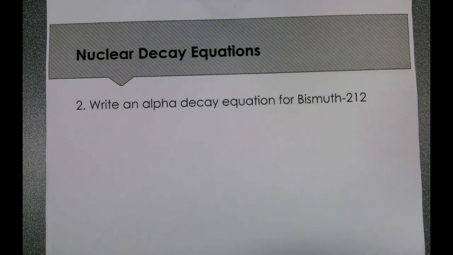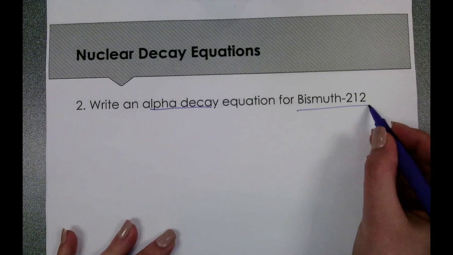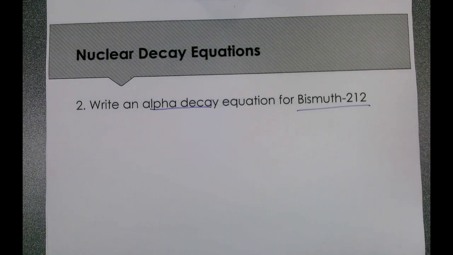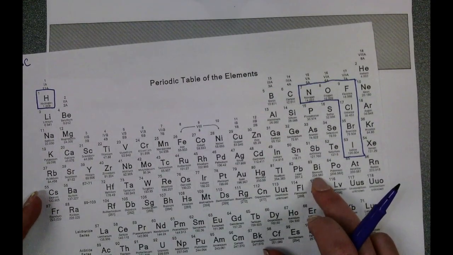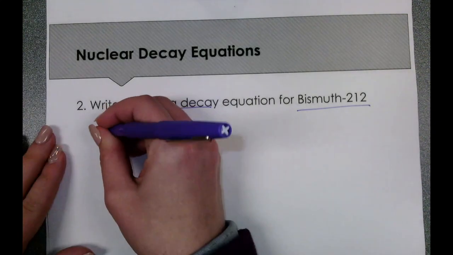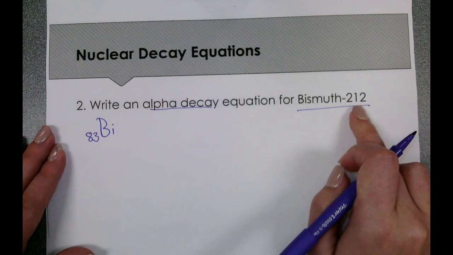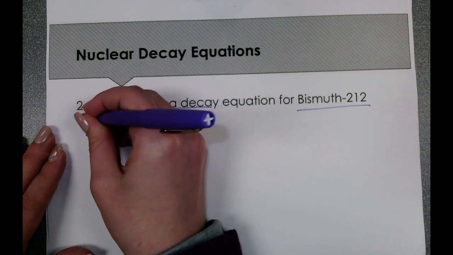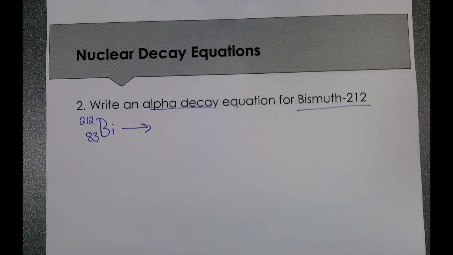Our next example is, again, write an alpha decay equation for bismuth-212. Well, we're going to start by writing the isotope notation for bismuth. Find bismuth on your periodic table. It's got the symbol Bi. It's atomic number 83. And they tell us its mass number is 212. Take a moment now to pause the video and see if you can finish the rest of this equation on your own.